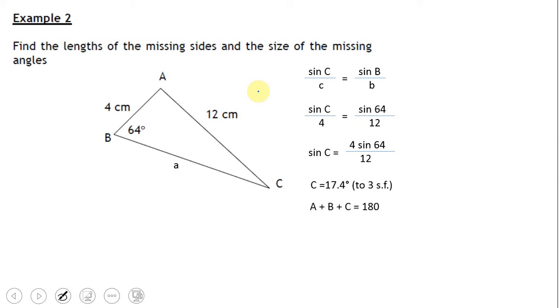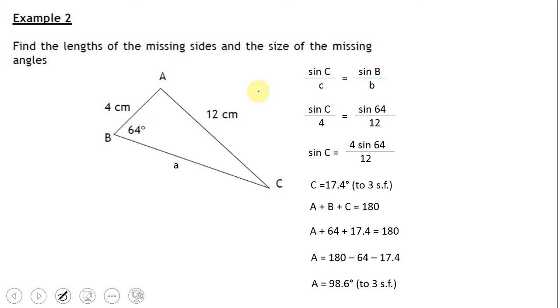Now we've got two angles after that, so we can use A plus B plus C equals 180 degrees again. All three angles, being angles of a triangle, add up to 180 degrees. So we stick in our B equals 64, our C equals 17.4, and then we solve to find A. Now in this case we would take 64 and 17.4 from both sides, so A is equal to 180 minus 64 minus 17.4, which gives us 98.6 degrees to 3 significant figures for capital A.